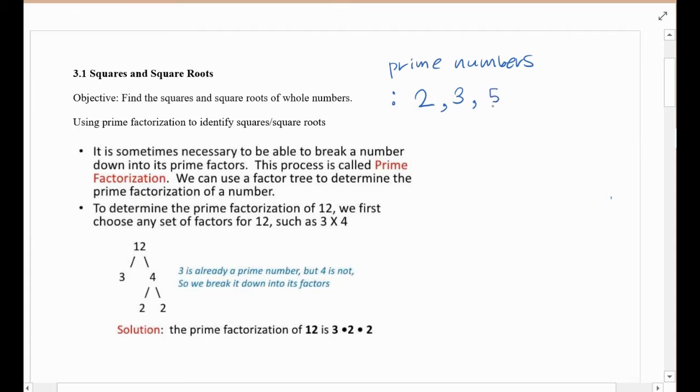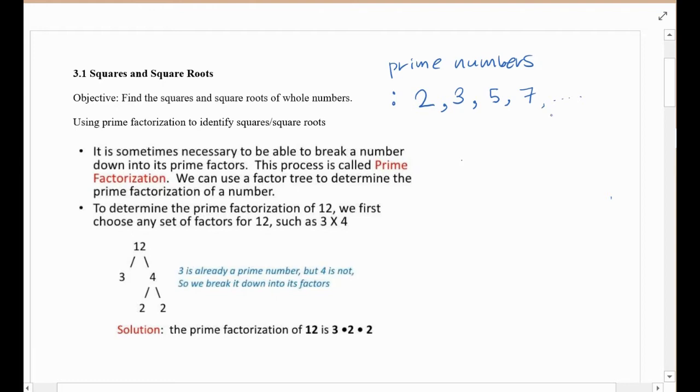5 is a prime number. 6 is a prime number? It has 1, 2, 3, and 6. 4 factors. So it's not a prime number. So 7 is a prime number. So there are so many prime numbers, infinitely many prime numbers, okay?